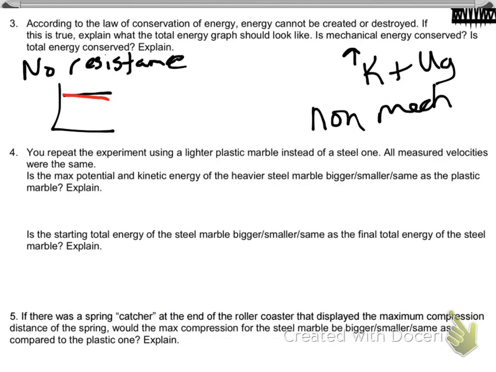All right, so what about number 4? If you repeat the same experiment using a lighter plastic marble instead of the steel one, you would measure that all the velocities were the same. So if you went back and used the photo gates at every single same point on the roller coaster, you would see that the velocities were exactly the same. We have seen many, many times that mass is unrelated to how things move, especially when they're falling due to gravity or sliding down a ramp. So the same thing is happening in this roller coaster. Mass does not matter when it comes to the velocity, when it comes to the motion.